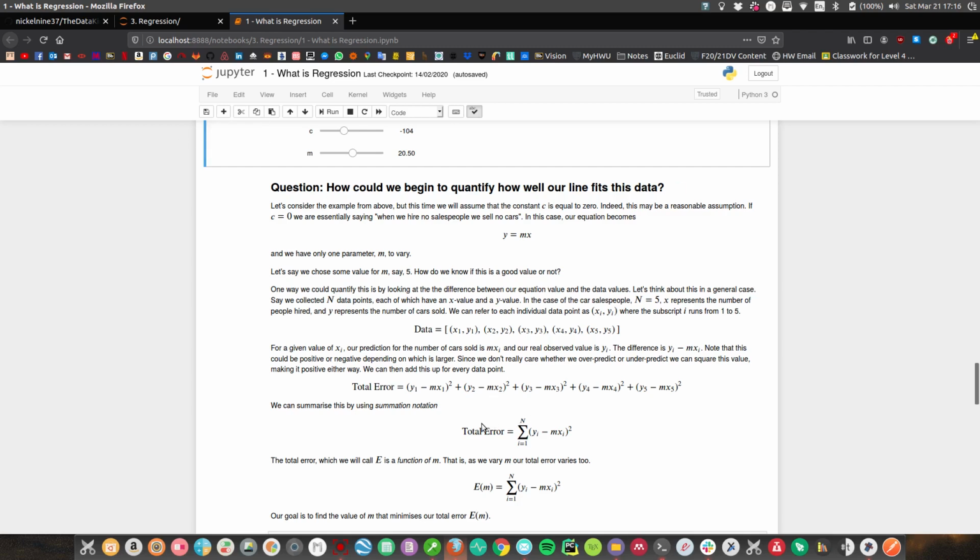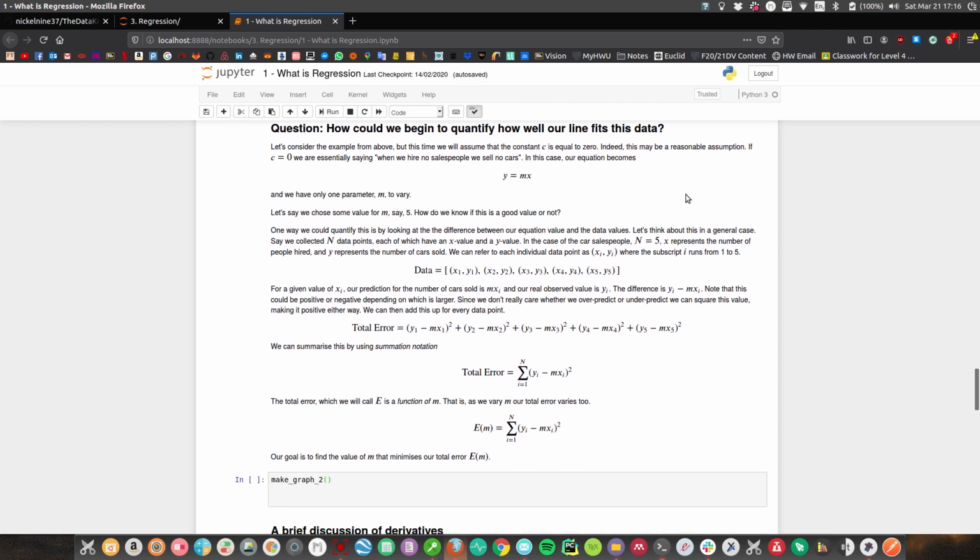Now, one way that mathematicians would typically write this is using summation notation. All that this is saying is we're going to take yi minus m xi, squared, where i runs from 1 to n, and we're going to add them all up. So this says exactly what this says here, where n is 5, because there are 5 data points. But this is more general, because if we had 1,000 data points, this would still be valid. So that's all that's doing there. It's just a quicker way of writing it.